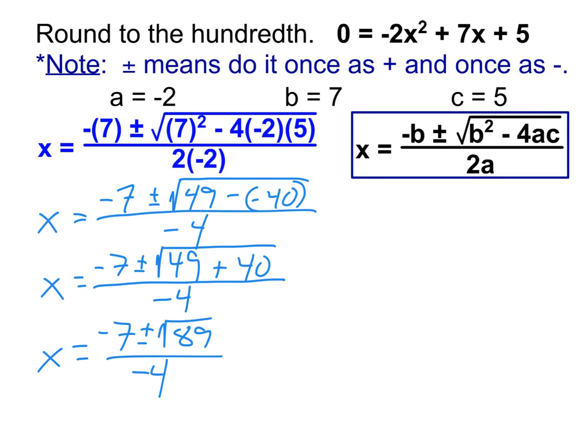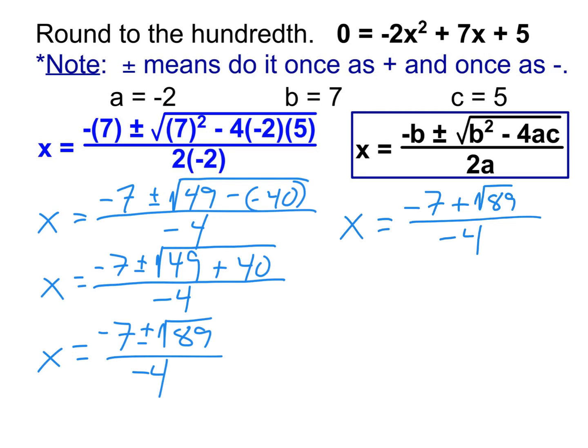Now, the nice part is if you're working on a graphing calculator, you can actually just type it in as you see it. So for the first answer, you'd type -7 plus the square root of 89. Notice I'm just writing plus right now because we have to do it once with plus, and then we're going to come back and do it again with the minus. On a graphing calculator, it's nice and easy. You get that value, press enter, and then after you have that number, divide it by -4.